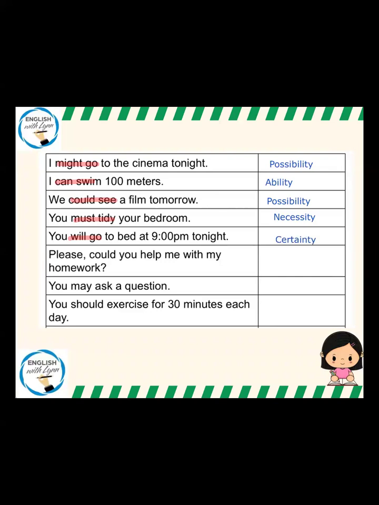Now the next one, I'm noticing the split between the modal verb and the main verb within the sentence. So my modal verb, could, and then, could you help me with my homework? So it is making that polite request that someone is giving you some assistance with the homework. So this one here is a polite request.